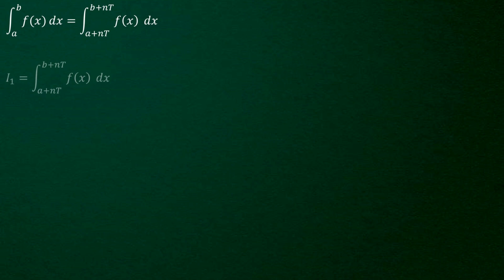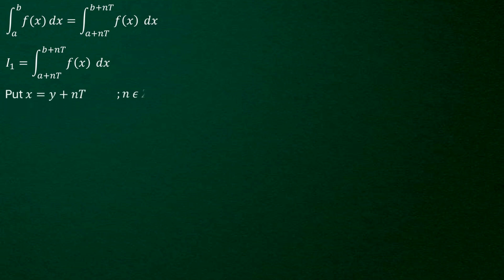Let's take the right hand side of this definite integrals property and call it I1. We introduce a new transformation by putting x is equal to y plus nt, where n is an integer and t is the period of the function. Taking differential on both sides, we get dx is equal to dy.